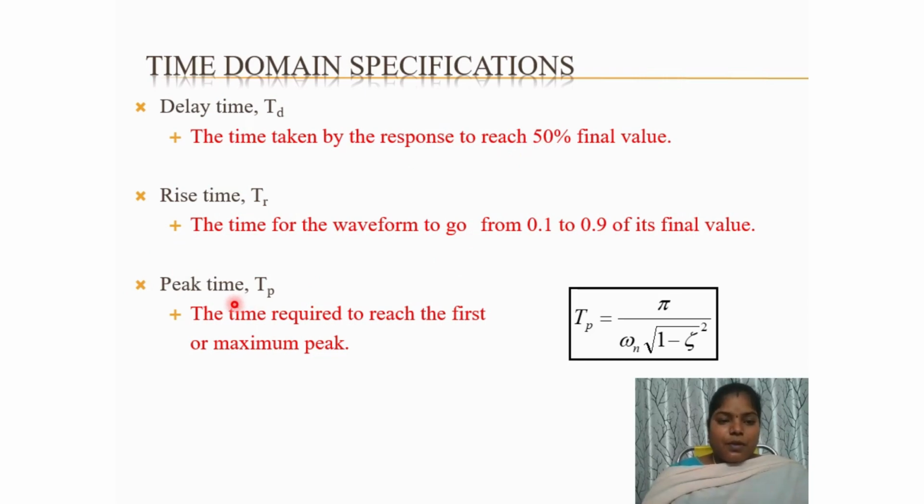Next, the rise time is given by Tr equal to (pi minus theta) by omega d. That is rise time. Next, peak time. Peak time is the time taken by the response to reach the maximum value or a peak value. So the peak time is given by pi by (omega n square root of 1 minus zeta square), otherwise Tp is equal to pi by omega d.